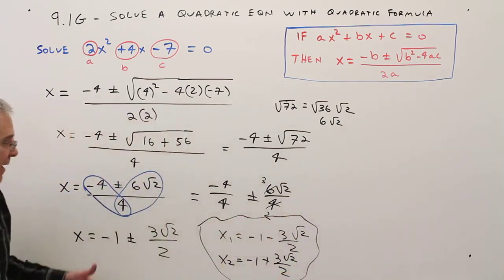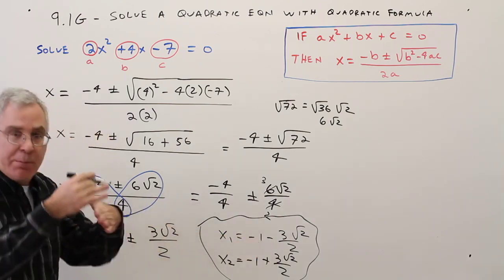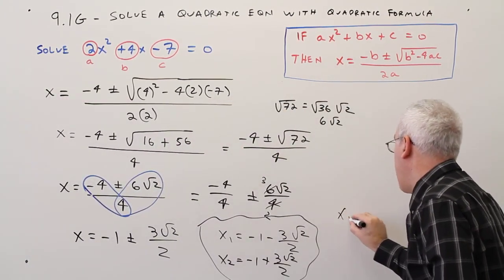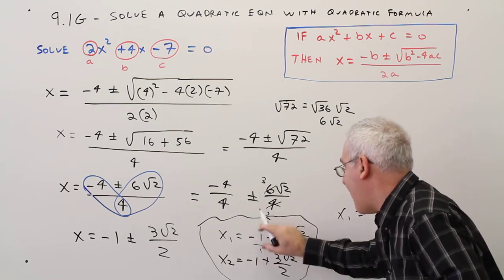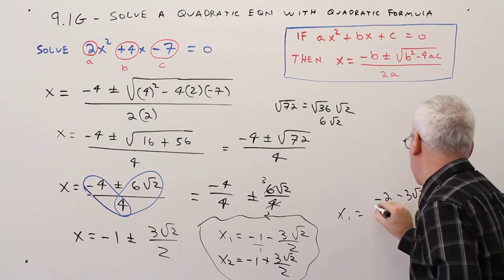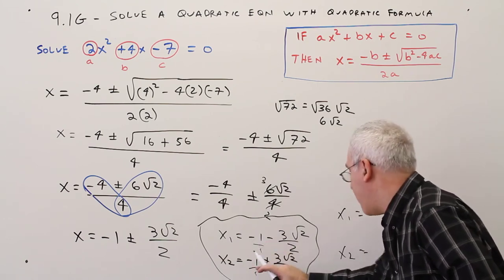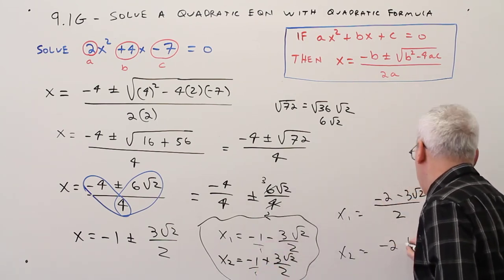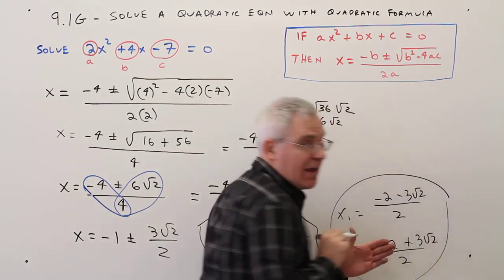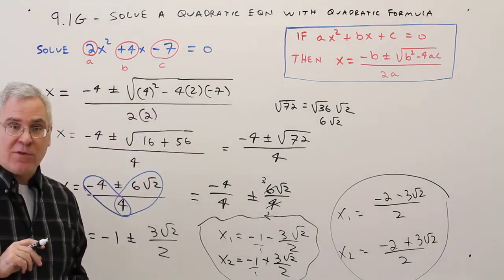One note, if you combine these fractions, you could have combined them in a numerator and denominator. So just to show you, this is equivalent here to x sub 1. I could multiply top and bottom by 2. So it could have been negative 2 minus 3 radical 2 over 2. Likewise over here, if I multiply top and bottom by 2, negative 2 plus 3 radical 2 over 2. That's acceptable as well. So there you have it, how to solve a quadratic equation using the quadratic formula.